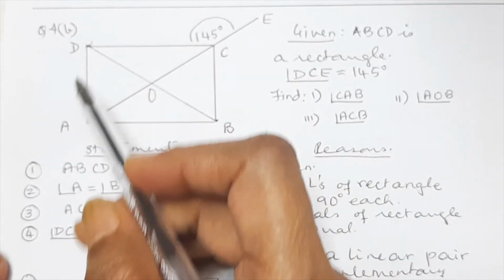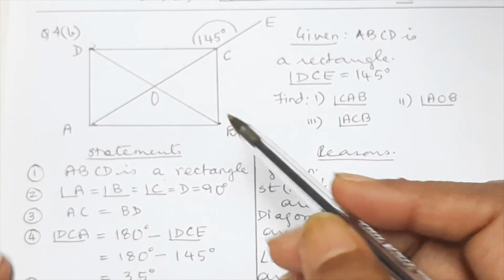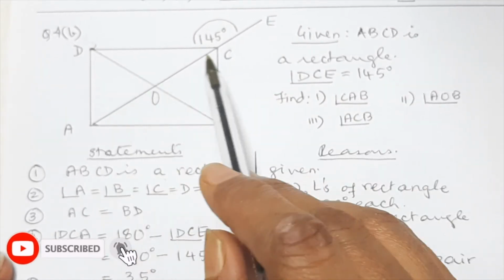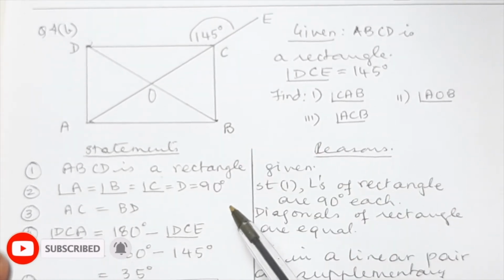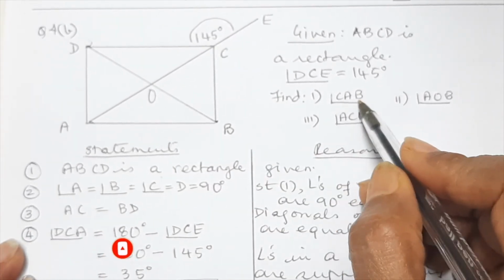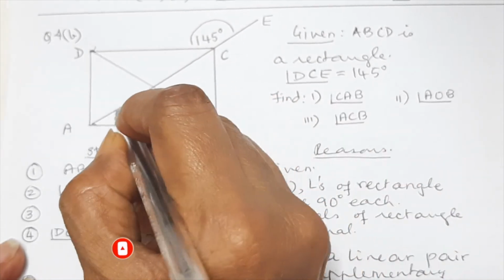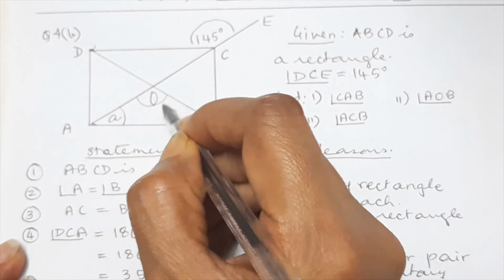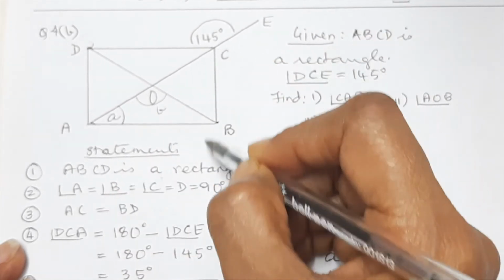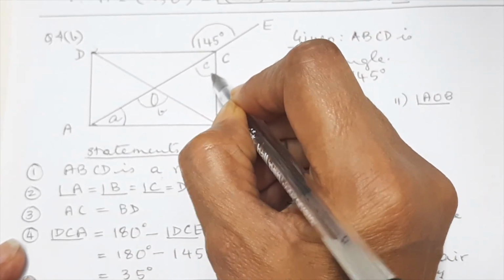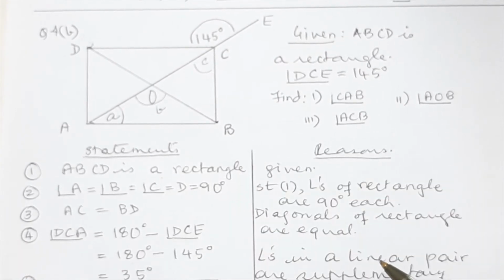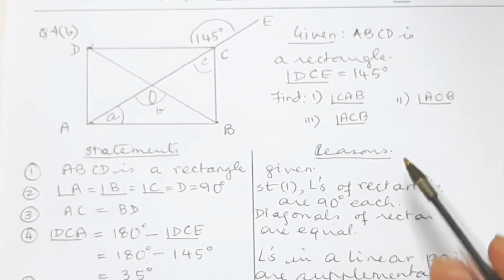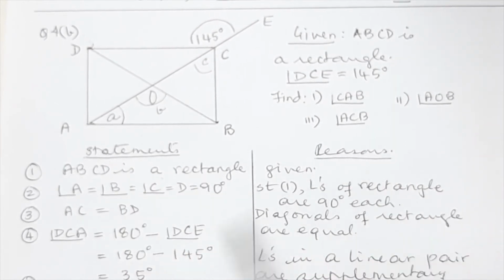Let's draw it. The 4b diagram is: ABCD is a rectangle and AC is produced, and this angle over here, DCE, that is 145. We are to find out angle CAB. CAB is this, so I'll call that small a. AOB, which is this, I'll call that small b. ACB, this is small c. So these are the angles we have to find in our given and find. We will write what is already given in the data, and then we will write the statements and the reasons.